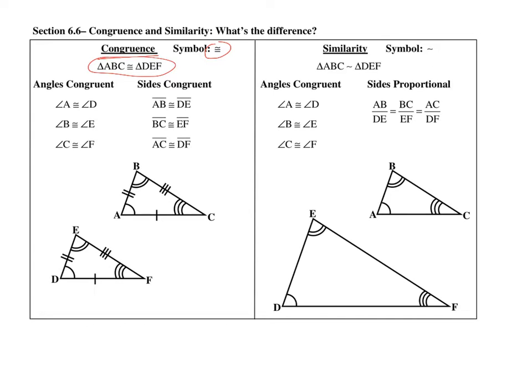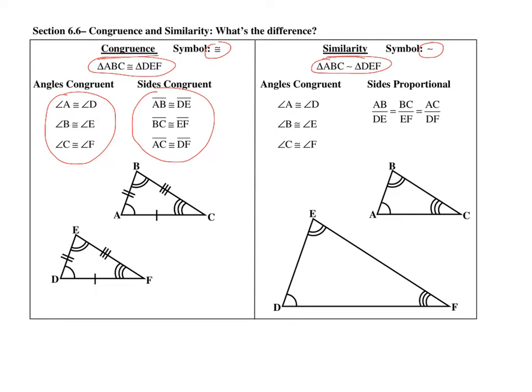And when two triangles are congruent, you know that all of the angles are congruent and all of the corresponding sides are congruent. Now, how is that different from similarity? For similarity, here's the symbol for similarity. It's just the squiggly line.